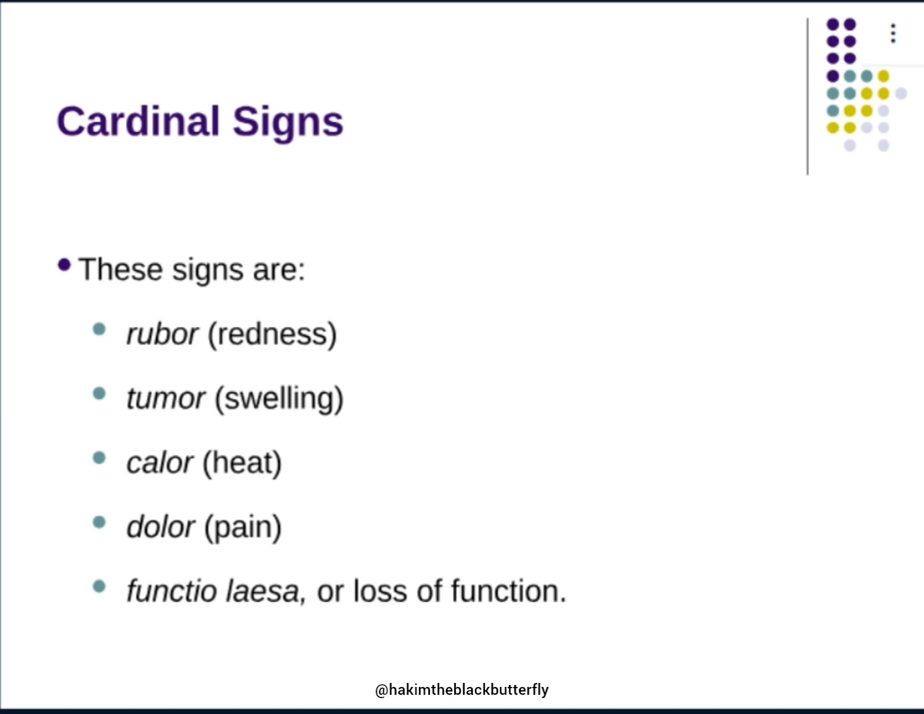There are classical cardinal signs that make up acute inflammation. There must be redness, there must be swelling, there must be heat, there must be pain, there must be loss of function. These are the 5 cardinal features of inflammation. These ones make up what we call acute inflammation: redness, swelling, heat, pain, loss of function.